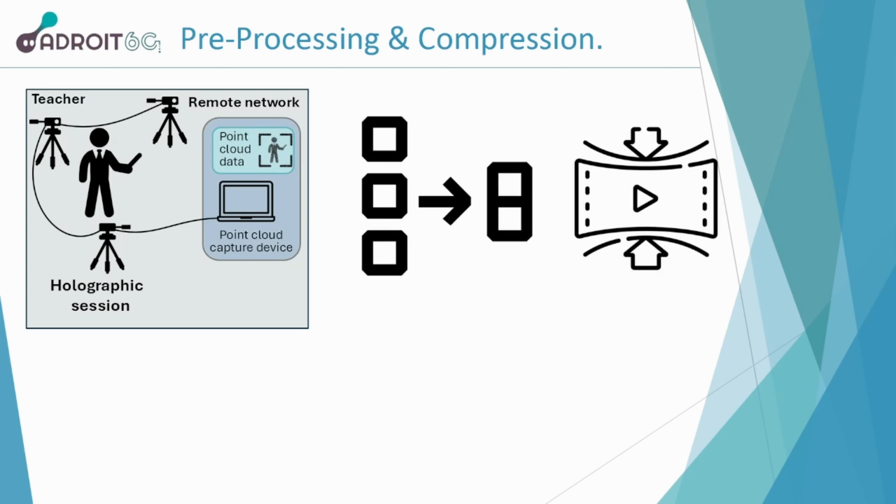Before transmission, the captured data must be processed and optimized. The multiple input streams are synchronized and fused into a unified representation. Compression techniques are then applied to reduce data volume while preserving visual quality, enabling efficient real-time transmission over the network. This step is critical for balancing performance and resource utilization.